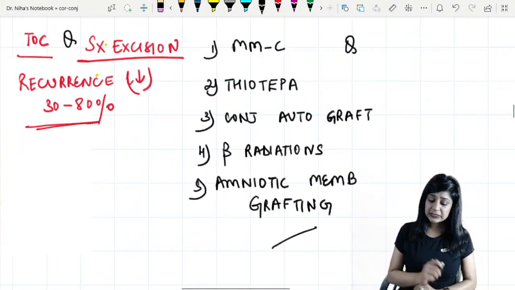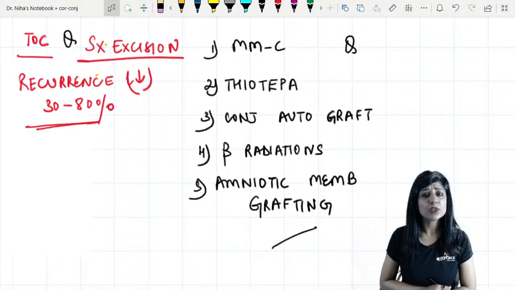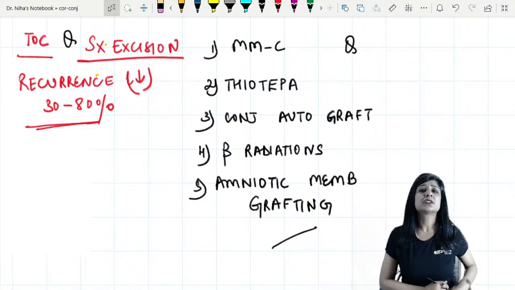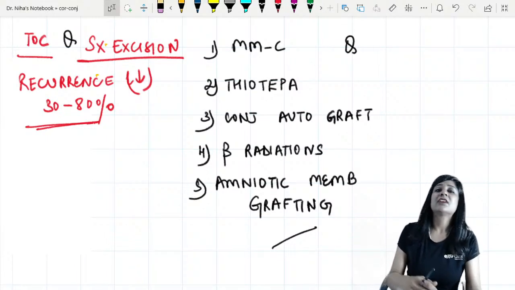So next time we will be taking the cornea, all the important layers of the cornea, the corneal ulcers, and how to differentiate infective and non-infective ones.